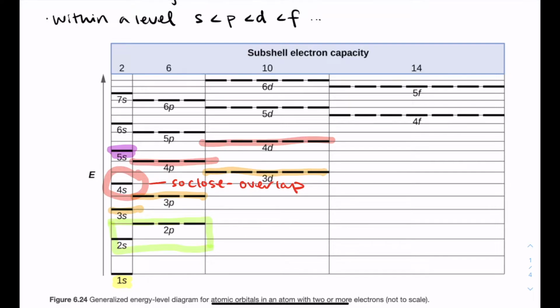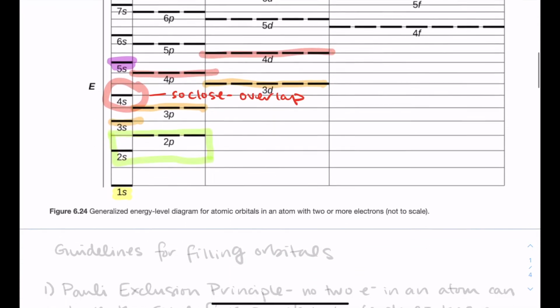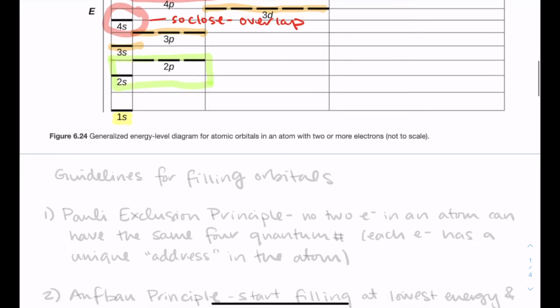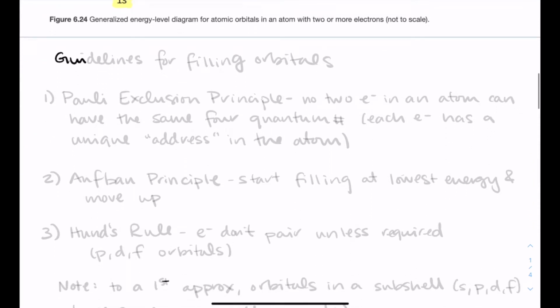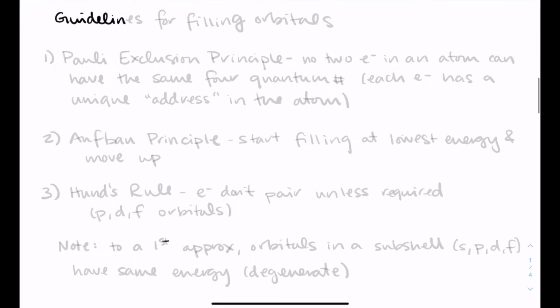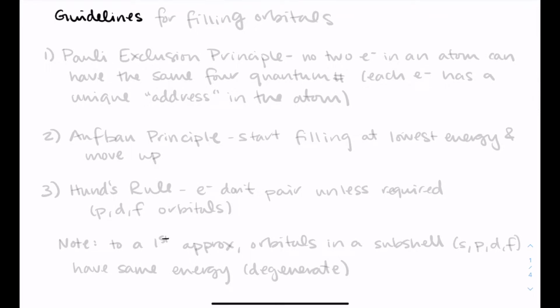So the guidelines for filling orbitals are rules that we're going to use. I guess I stopped calling them rules because only one is a rule, the other two are principles. The first is the Pauli exclusion principle, which is that no two electrons in an atom can have the same 4 quantum numbers. A set of 4 quantum numbers will give you essentially the address of an electron. It'll tell you the n, which is the energy level that it's in.